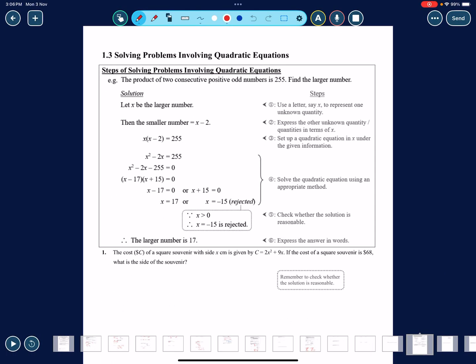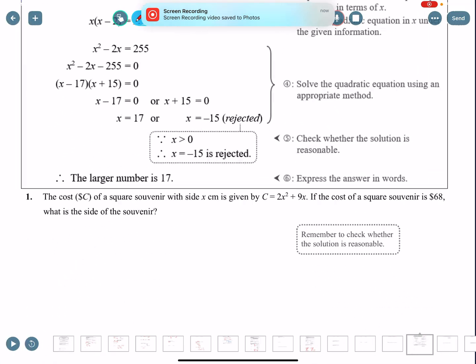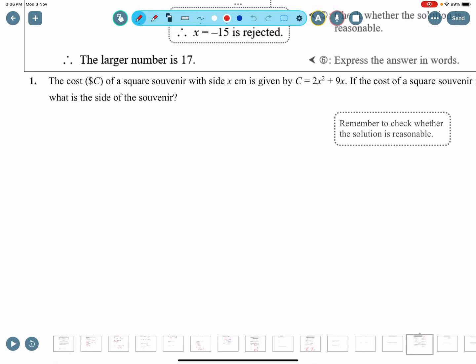Hi, this is a really short video on solving contextual problems of quadratic equations. Every time you solve a problem, it has to be with a single unknown, unless you have two separate equations with two unknowns. But I think most likely it's a single unknown here.